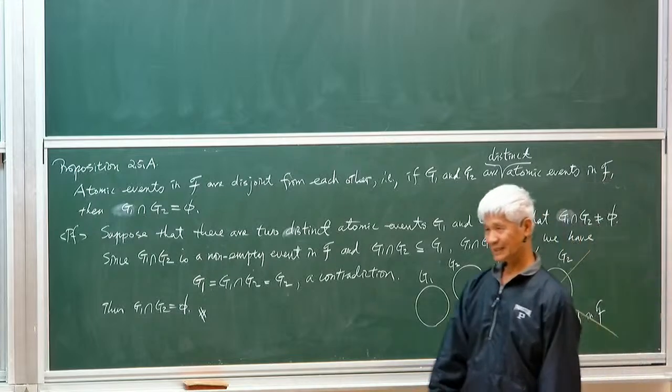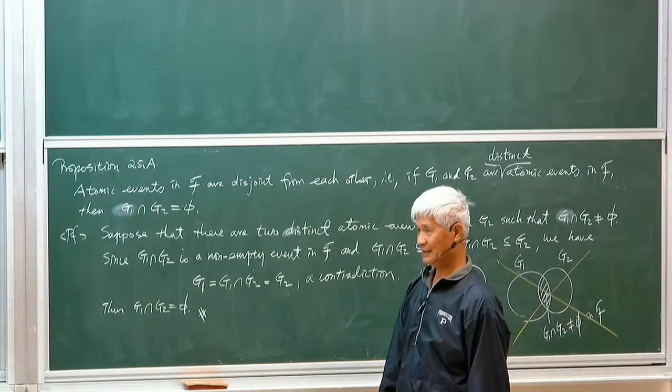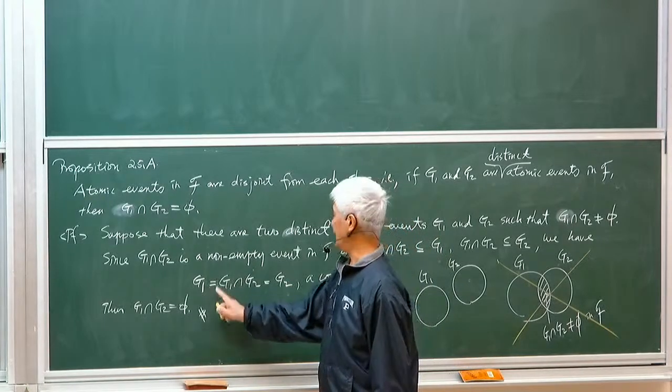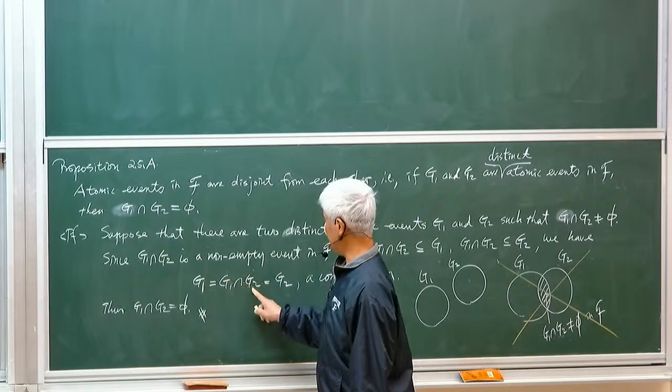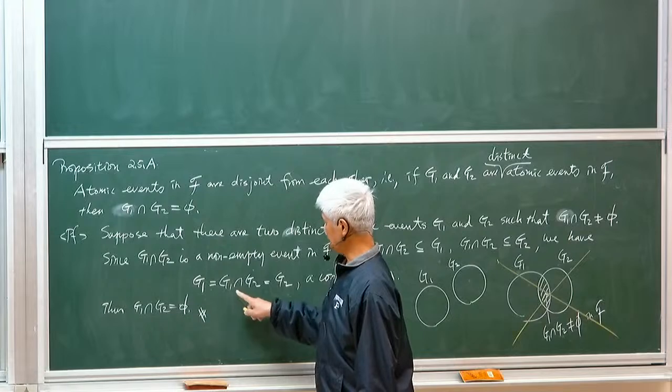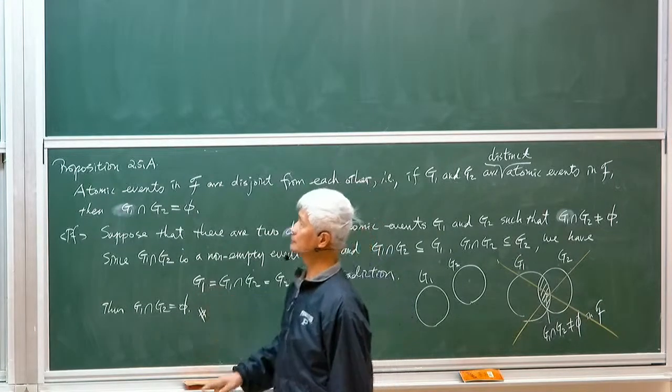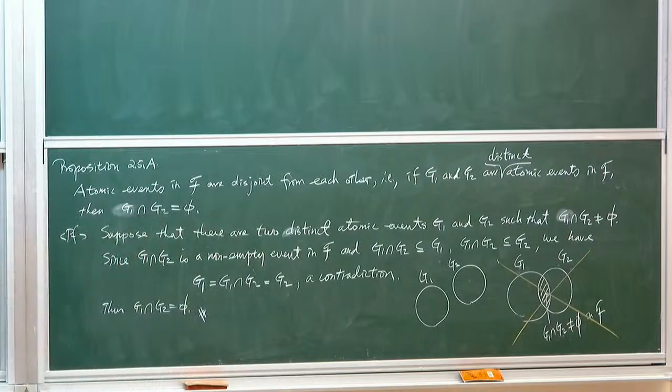Yes, please. How is the intersection equal to G1 in the last step? This one? Yes, this is G1. We know G1 intersect G2 is a subset of G1, right? Can you explain it by some example? Like, can you take an example for G1 and G2? Well, this is G1, this is G2.